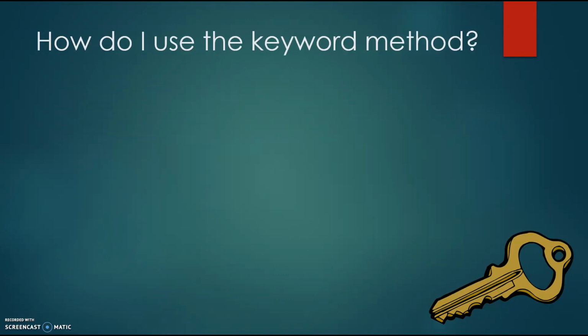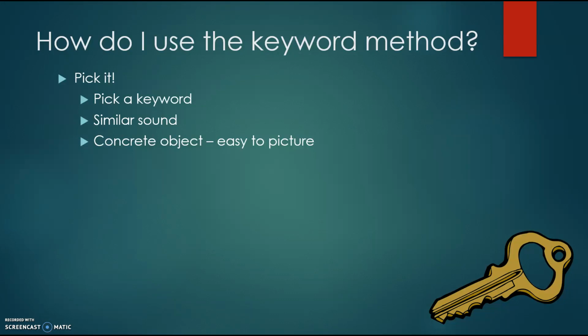So how do I use the keyword method? Well, it's got 3 easy steps. The first step is to pick it. So what you're going to do is you're going to pick a keyword that sounds like the unfamiliar word that you're trying to learn. So when you're picking your keyword, it's helpful to pick a concrete object. By that I mean a thing, something that is very easy for you to picture in your mind.